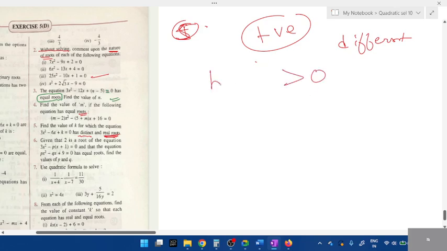You have to take more than 0. So the formula is b square minus 4ac is greater than 0. This is the meaning of distinct. Whenever they give the word distinct, it is also known as unequal. So if we go back to that formula what I showed, whenever the word unequal or distinct is given, take greater than 0. Now what is a value in this?